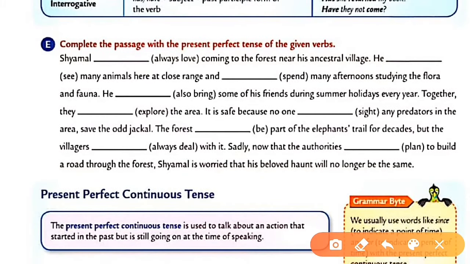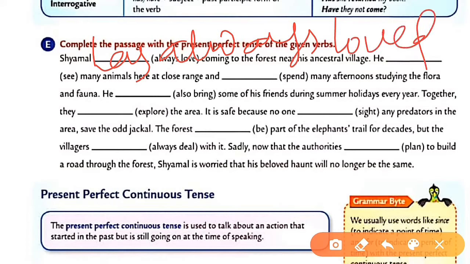Complete the passage with present perfect tense of the given verbs, e part. Okay, so we have to use Syamal dash coming to the forest near his ancestral village. Has always loved, has always loved. Okay, forest near the village.